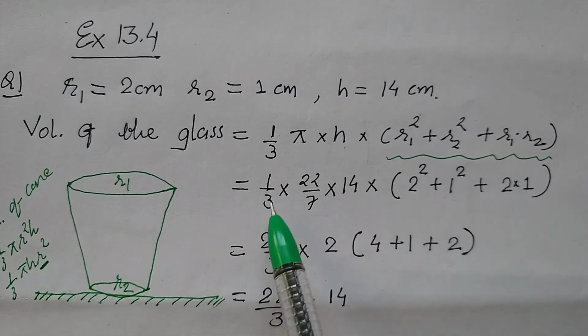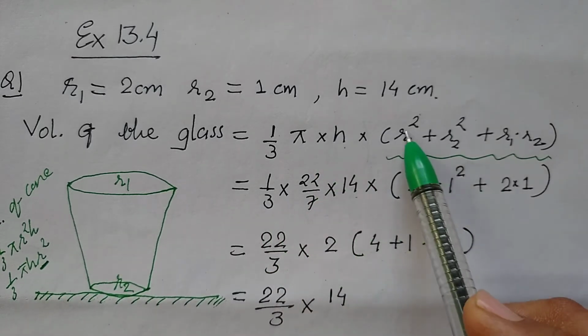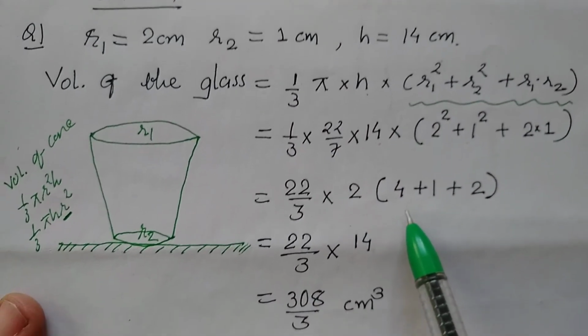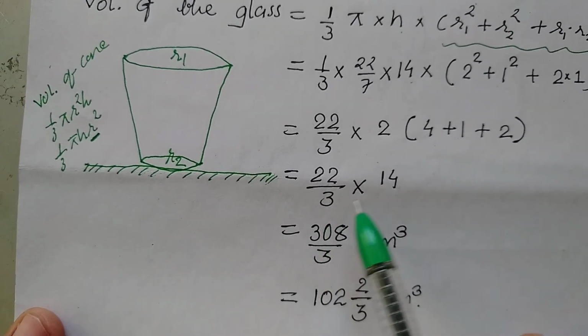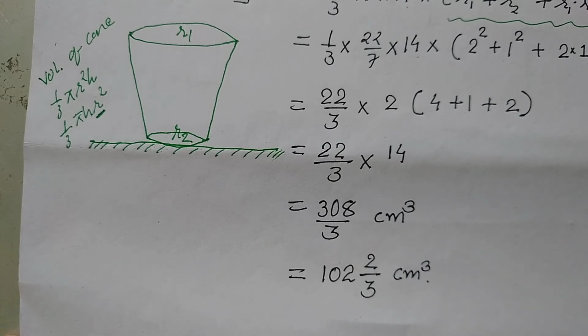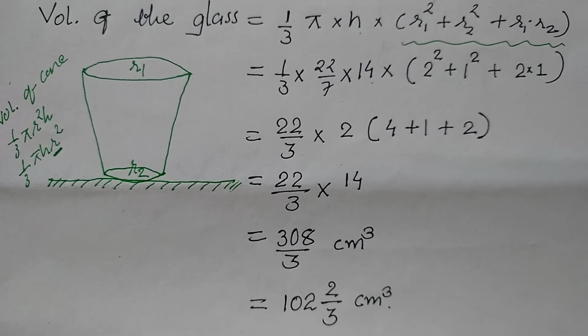Now put the values. H is 14, R1 is 2, R2 is 1, 2 into 1 is 2. So 22 by 3 into 14, that is 308 by 3, divide it. Finally we get 102 2 by 3 centimeter cube. Okay children, so let us proceed. Next sum.